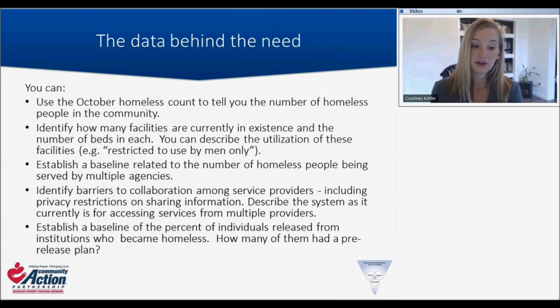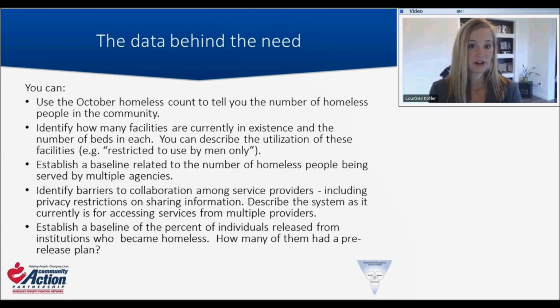We can identify barriers to collaboration among the different service providers, including the privacy restrictions on shared information, which is often a huge barrier. So describing the system as it currently is for accessing services from multiple providers. And then we can also establish a baseline of the percent of individuals released from institutions who then became homeless. So how many of them had a pre-release plan that maybe increased their chances of success later.